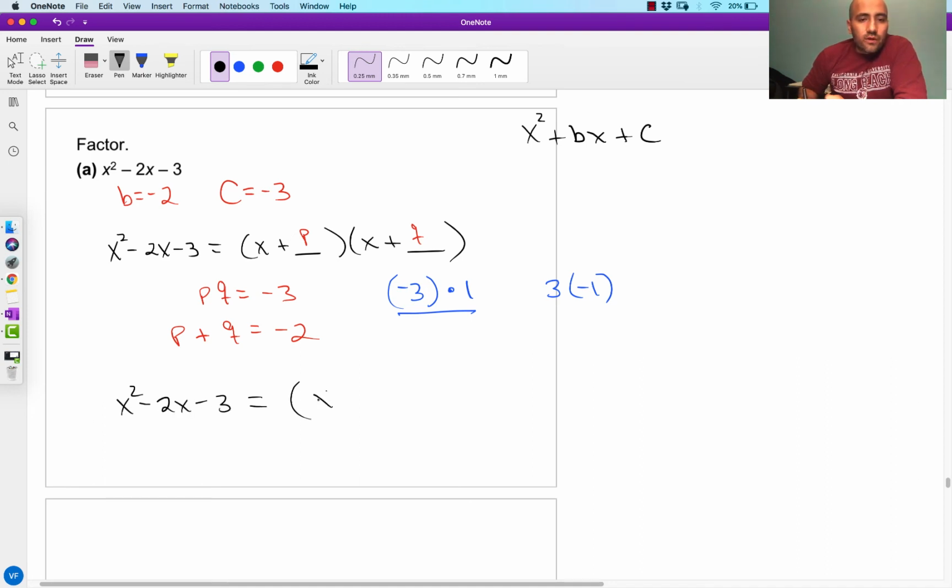It must be equal to x minus 3, x plus 1. Right, and then just FOIL it just to double check. We have x squared. We have positive x minus 3x. That's going to give me the -2x minus 3. So yep, we got it.